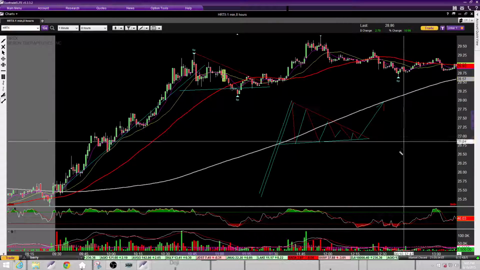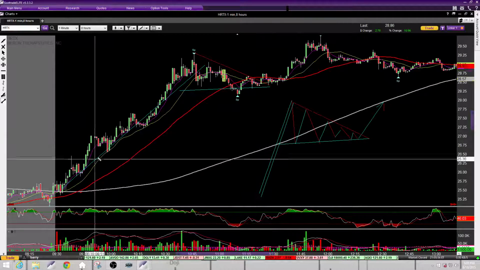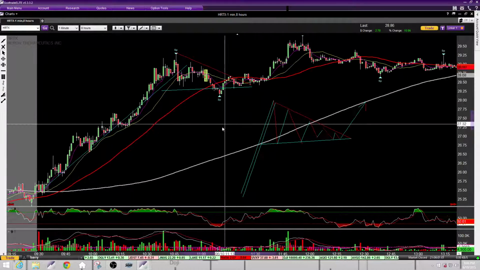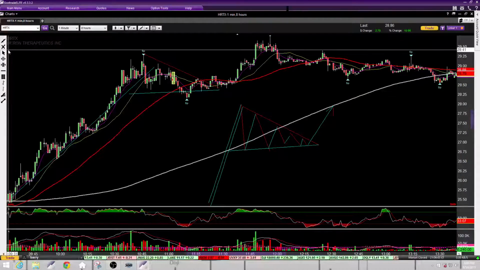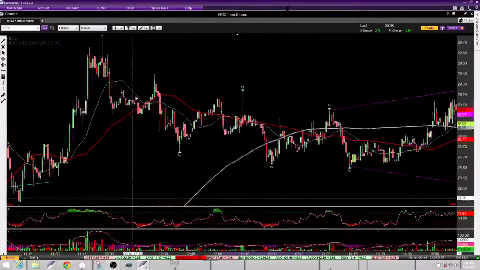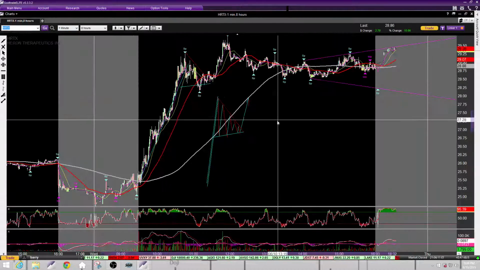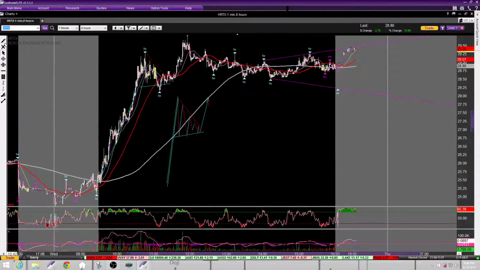So that would be your bull flag right there, and if you can see, it looks just like that over here. So that would be a flag, and then you can keep playing this flag all day long on this, even little flags within flags.